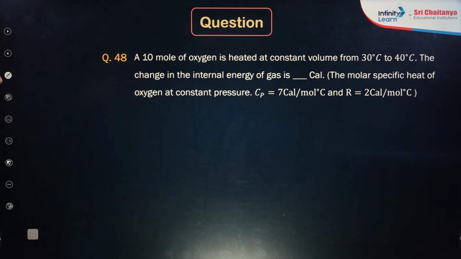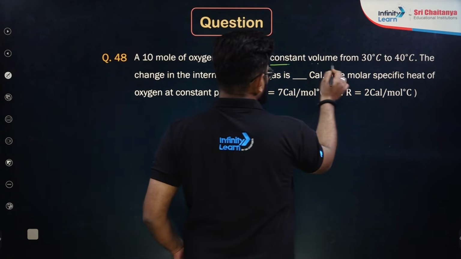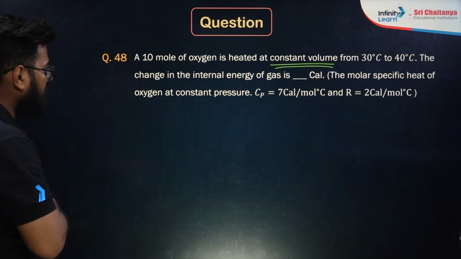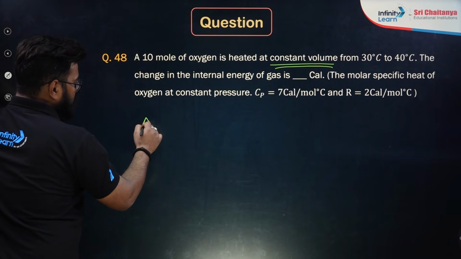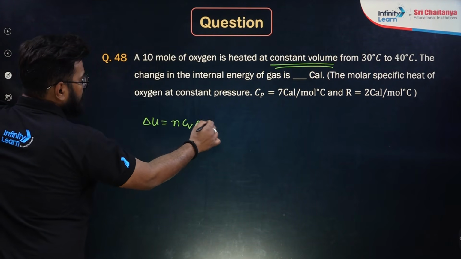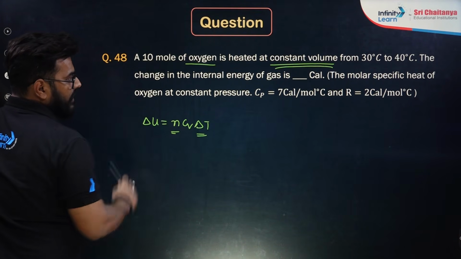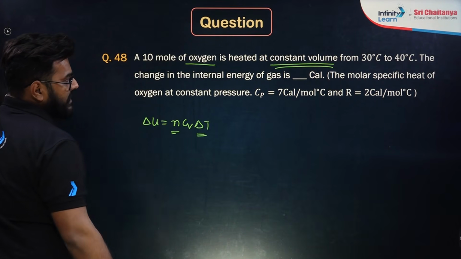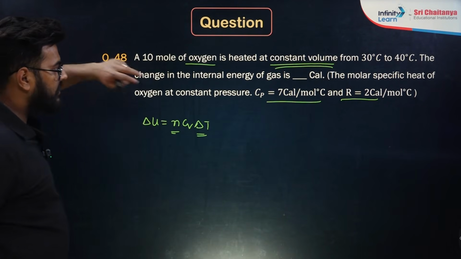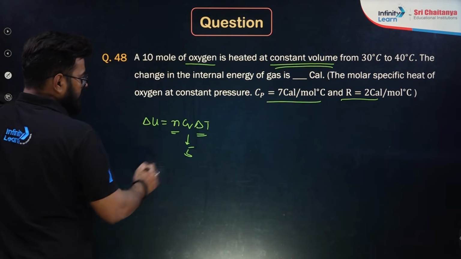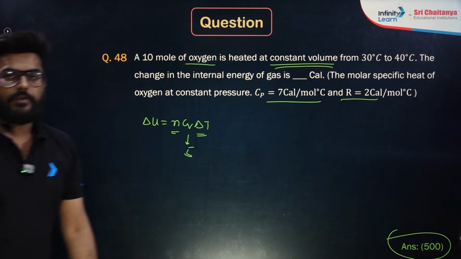Then, 10 moles of oxygen is heated at constant volume from 30 to 40. The change in internal energy of the gas. At constant volume, the work done is 0, correct? And the change in internal energy is simply equal to n Cv delta T. Oxygen is a diatomic gas. Delta T you already know, number of moles you already know. I think you can very easily find out the value. And even Cp is given as 7 calorie per mole and R is given. So Cv is equal to Cp minus R, which is also 5. If you keep the values, you will get the answer as 500. 500 is going to be the integer value over here.